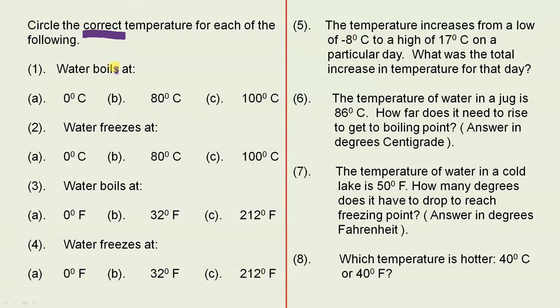Number 1, water boils at A, 0 degrees Celsius, B, 80 degrees Celsius, and C, 100 degrees Celsius. Number 2, water freezes at A, 0 degrees Celsius, B, 80 degrees Celsius, and C, 100 degrees Celsius. Number 3, water boils at A, 0 degrees Fahrenheit, B, 32 degrees Fahrenheit, or C, 212 degrees Fahrenheit.